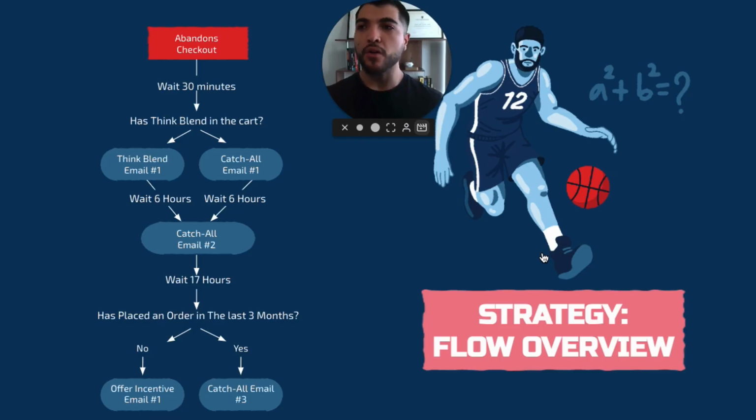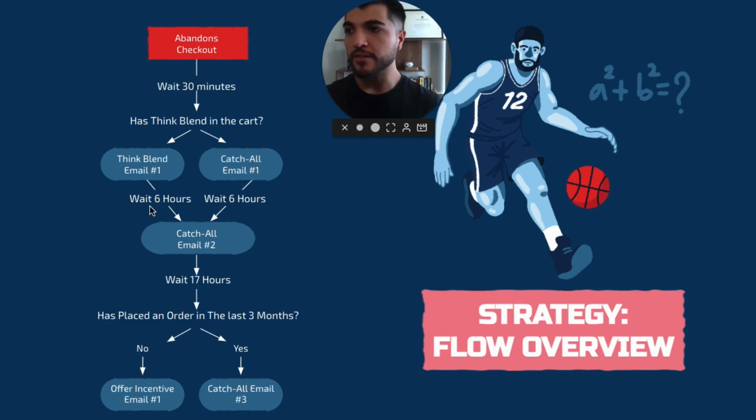So having said all that, let's take a look at how a possible high converting cart abandonment flow for Forcematic could look like. Now, let's have a broad look and then we can get into the specifics. So it all starts with a checkout abandonment, of course. Then we're going to wait 30 minutes, see if they have this bestseller, Think Blend, in their cart. If they have, we're going to be sending them a specific email. And if not, we're going to be sending a catch-all email.